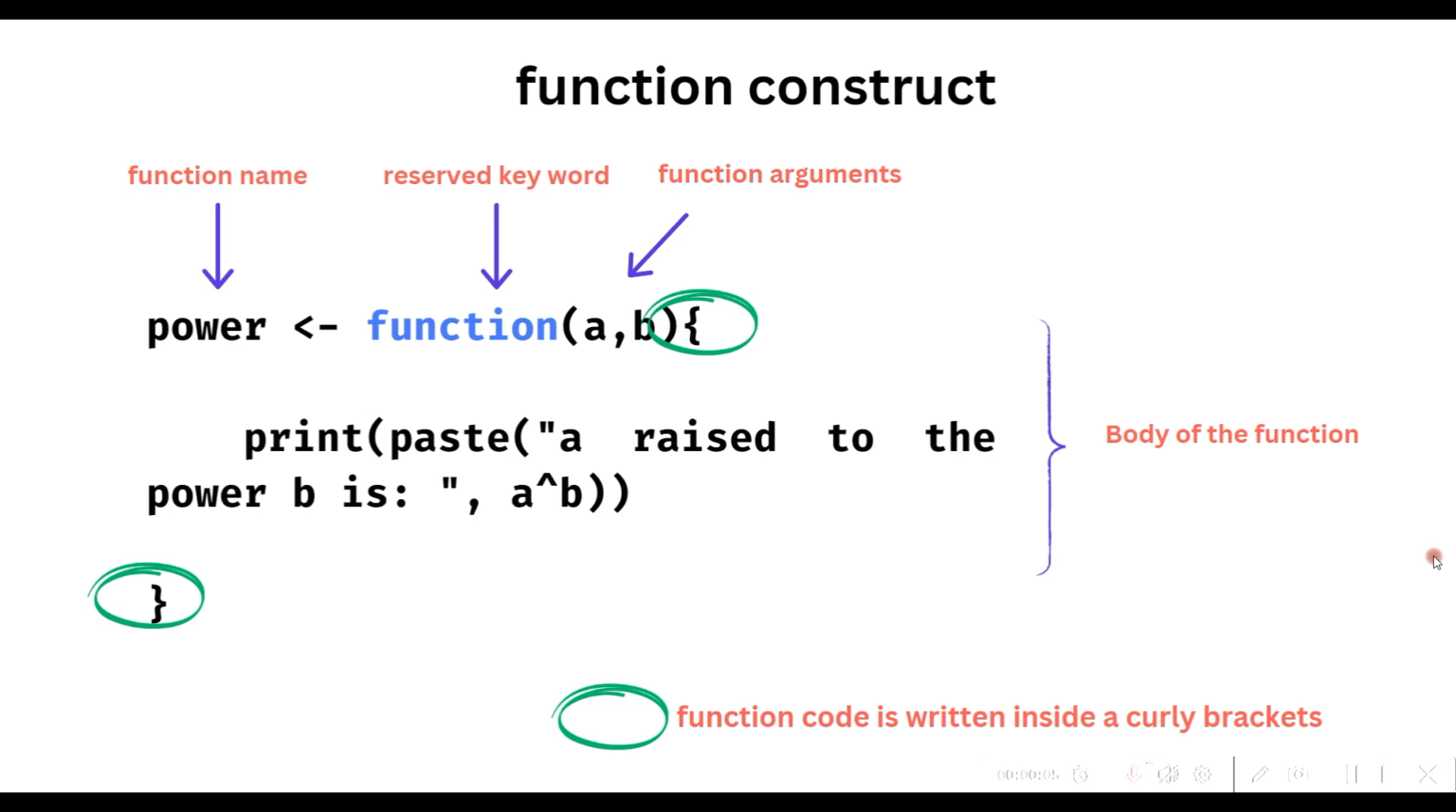R is a functional programming language. That is, there is a function available for every operation we perform in R. For example, a seemingly simple assignment operation uses the assign function at the backend to assign a value to the object. So, what is a function?